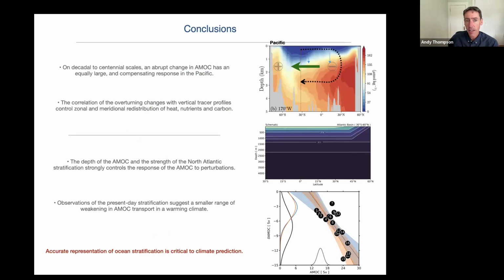So I'll just leave my conclusions up and talk about two different pieces of the work we're doing. First is this interbasin response between the Atlantic and the Pacific. And the second one is understanding what are the physical processes that control both the weakening and potential recovery of the AMOC over a range of different timescales, spanning decadal, again, up to multi-millennial.